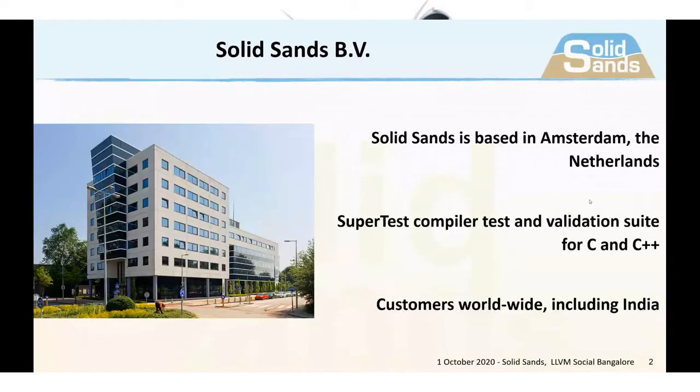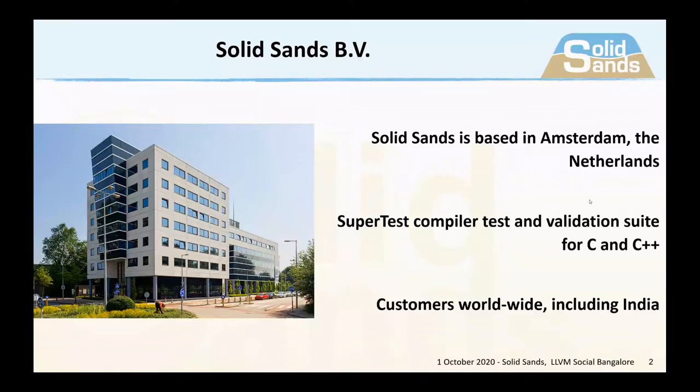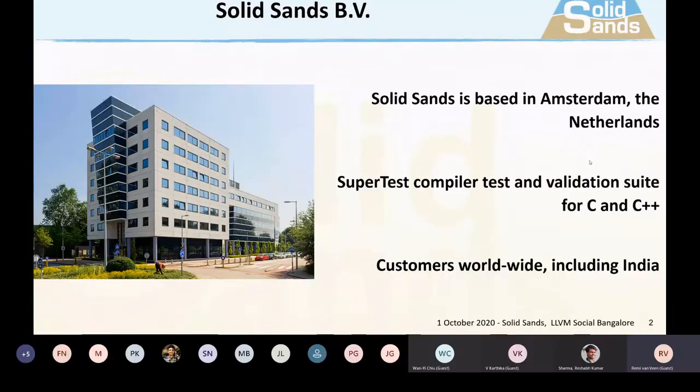in the Netherlands. Our main business is our product Supertest, which is a compiler test and validation suite for C and C++. But upon that, we also provide services to validate compilers for our customers, for example. And we also work on library testing, so the C and C++ standard library. We have customers worldwide, so it's very nice to see that even though we are from quite a small country, we help customers all over the world to test their compilers, including in India.